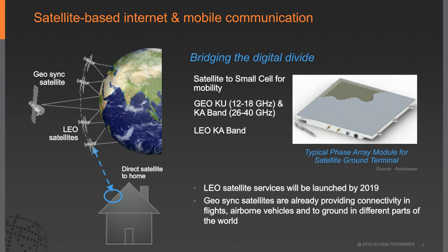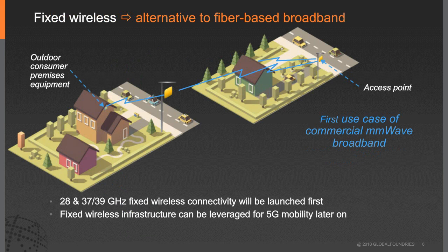Now, I'm going to talk about fixed wireless. Fixed wireless is an alternative to fiber-based broadband. It is the first use case of commercial millimeter wave broadband. Fixed wireless provides high-speed internet service via an outdoor antenna or an indoor Wi-Fi gateway router.